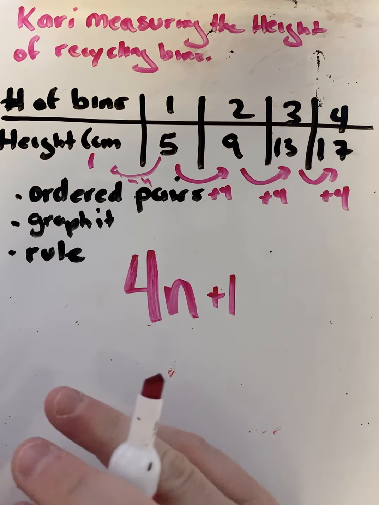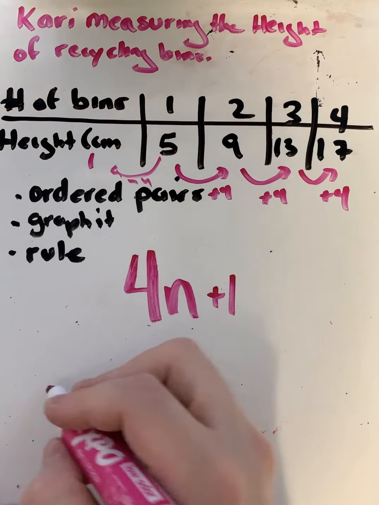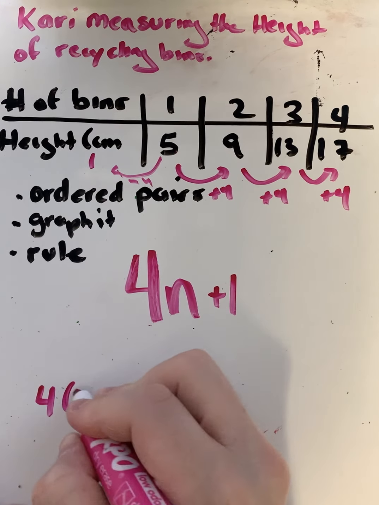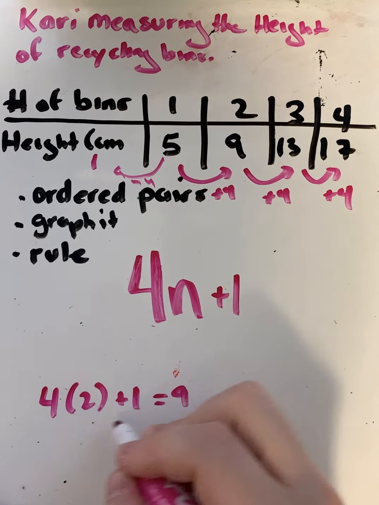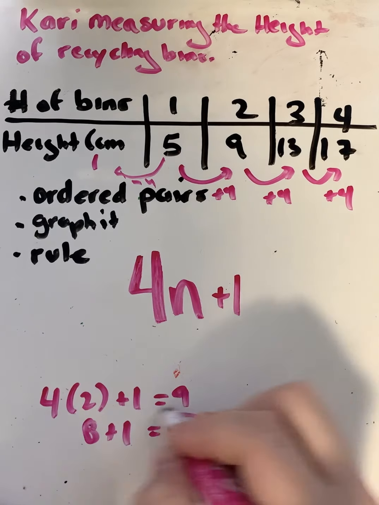Mr. Berger is a really big keener for checking your work. So I'm just going to check it really quickly. I'm going to do the second one. 4 times 2 plus 1 should equal 9. 4 times 2 is 8, plus 1 equals 9.